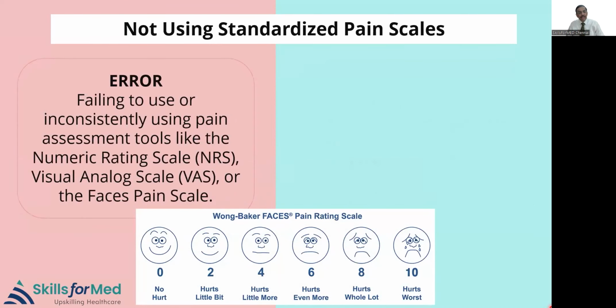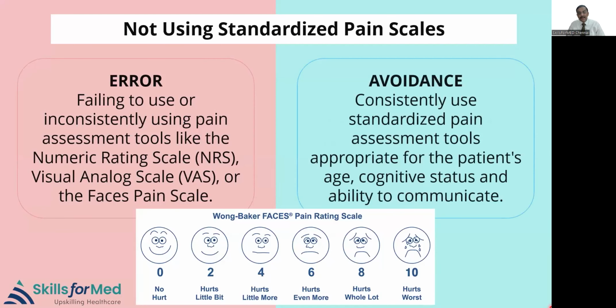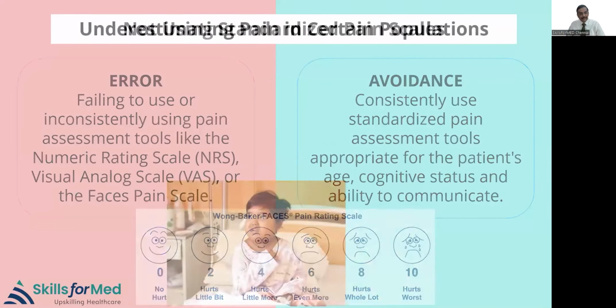So you should use standardized scales like the numeric rating scale, visual analog scale, or the faces pain scale. Wong-Baker's faces pain rating scale has become very popular now. Consistently using such standardized pain assessment tools will lead to appropriate pain assessment and management, and it is also easy to communicate with others when you're handing over.